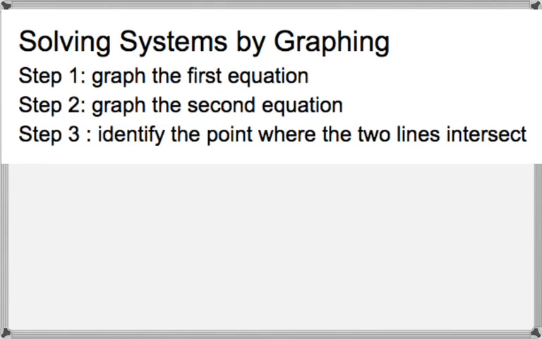In this video, we are going to go over how to solve systems of linear equations by graphing. As you can see on your screen here, I have the 3 steps listed for you. Step 1, you're going to need to graph the first equation. Once you've graphed the first equation, step 2 is to graph the second equation on your same grid. Step 3, you then have to identify the point where the 2 lines intersect. Let's look at an example.